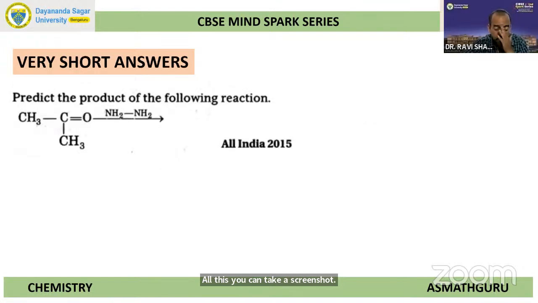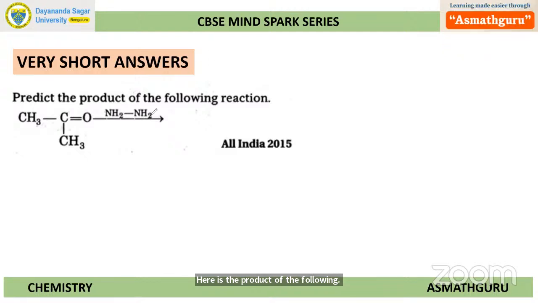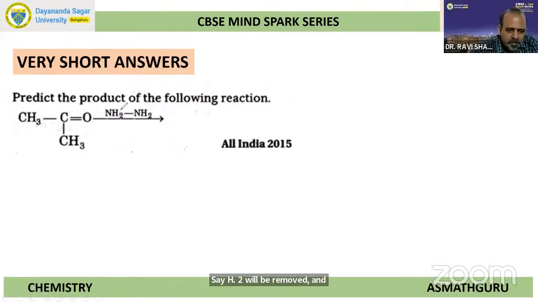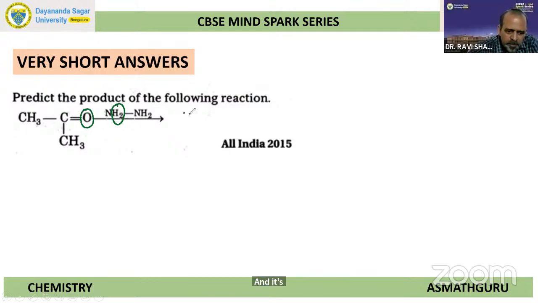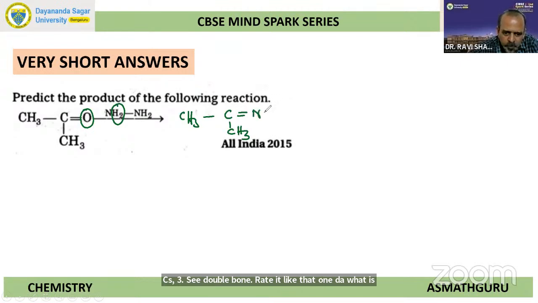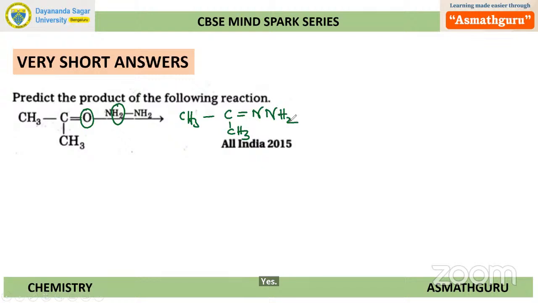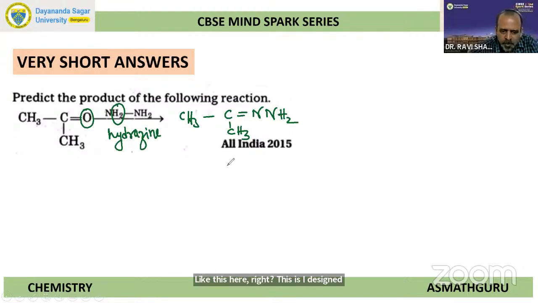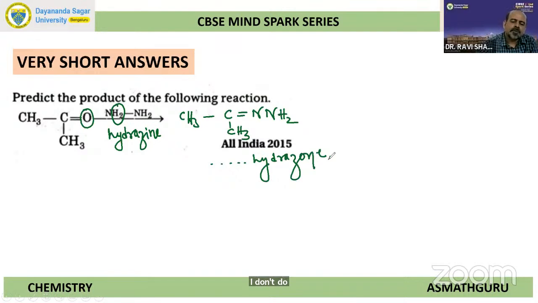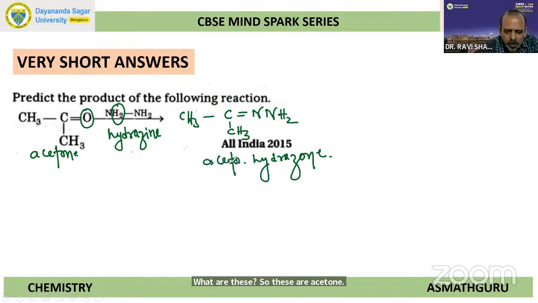Predict the product of the following. So H2O will be removed, and instead of the double bond to oxygen, we write the C double bond NNH2. Very good. You write it like that only: CH3, C double bond, and what is remaining? NNH2. Like this you have to write. NH2NH2 is hydrazine, and this compound is hydrazone. The name should end with hydrazone. So this compound is acetone hydrazone.